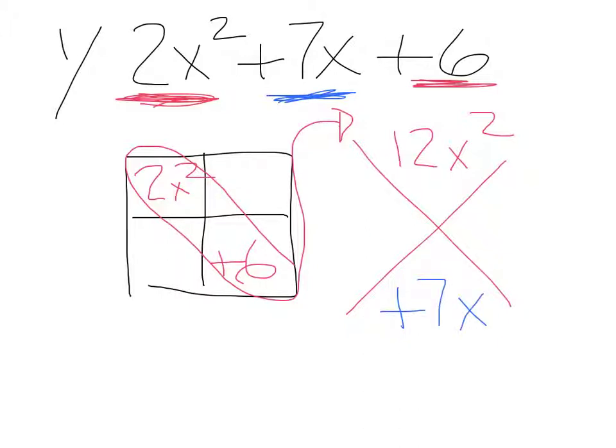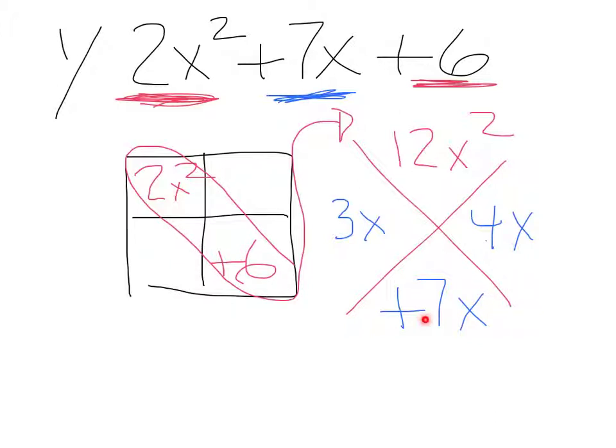So what times what will give you 12x squared, but when you combine like terms, you get 7x? 12 times 1? No. 2 times 6? No, because 2 plus 6 will give you 8. So, yeah, 3x and 4x. There we go. Because 3 times 4 is 12, and x times x is x squared. And when we combine like terms, we get 7x.